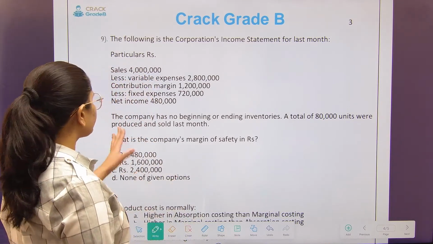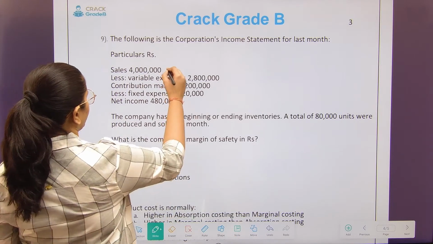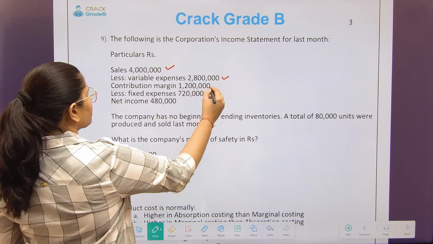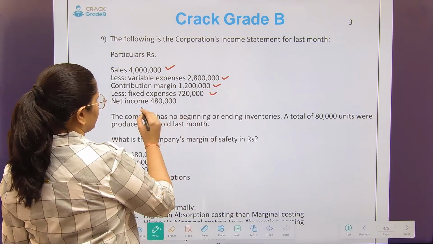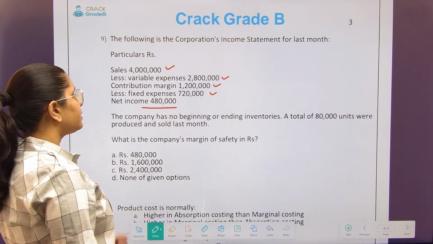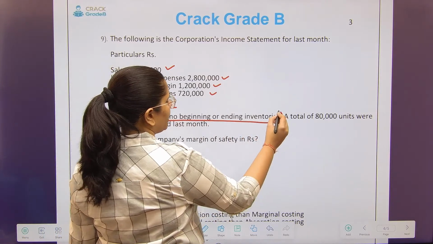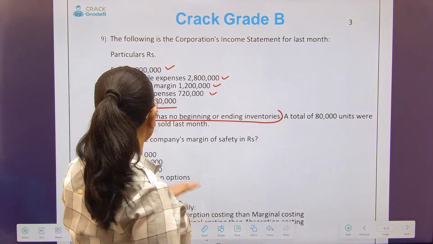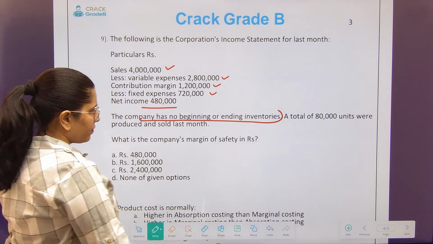See, what they are telling over here is sales is 40 lakhs, variable expenses 28 lakhs, contribution margin is 12 lakhs, and fixed expenses is this much. Net income is given to you. Company is having no beginning or ending inventories. A total of 80,000 units were produced and sold last month. So what is the company's margin of safety?